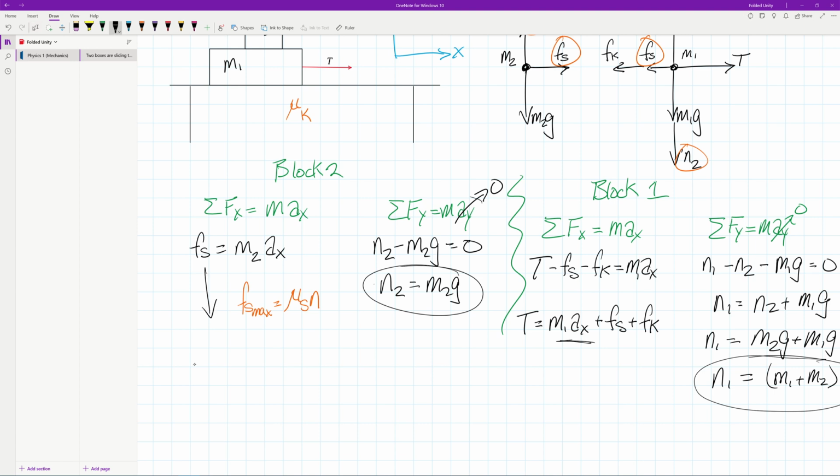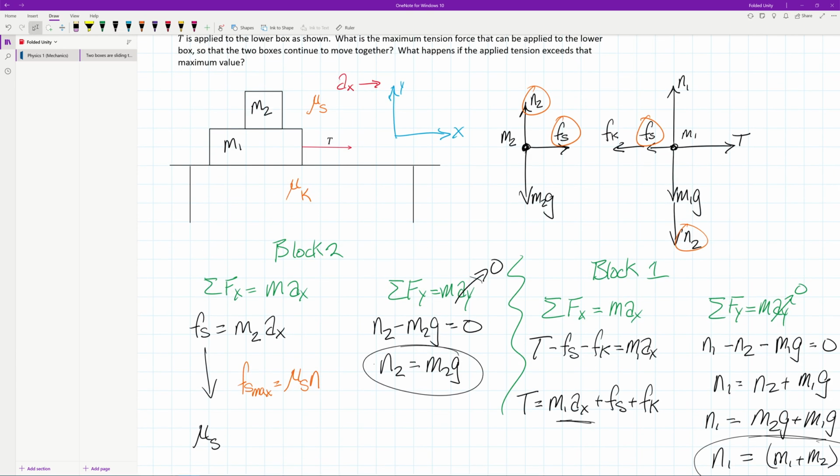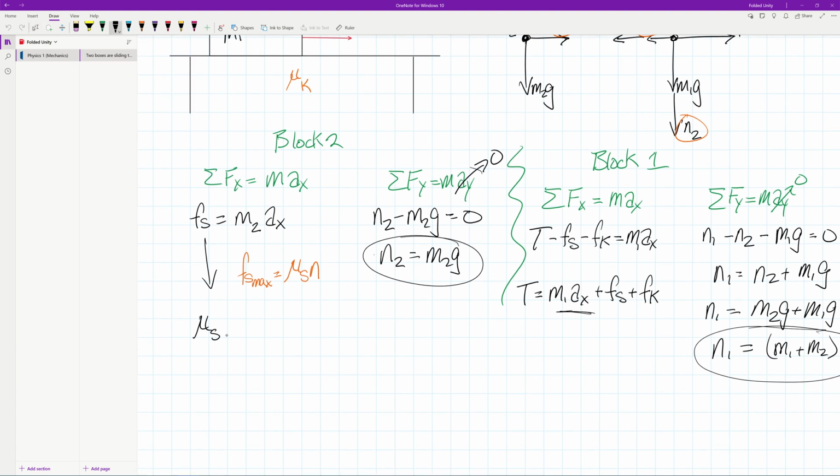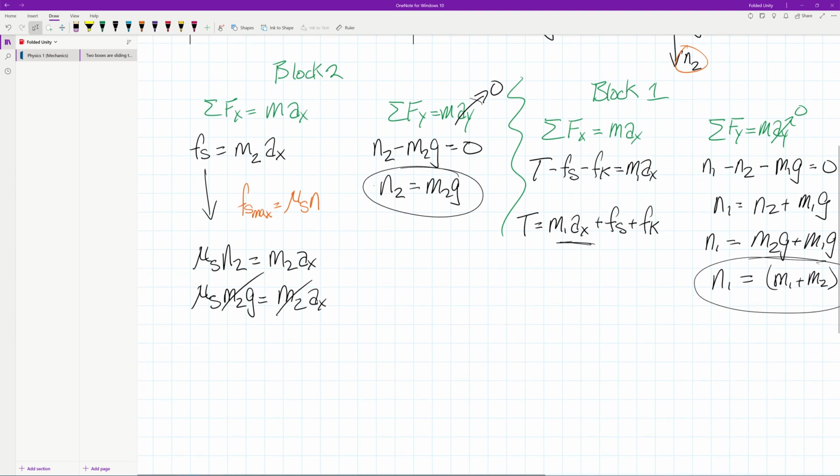So that would be static friction force is going to equal mu s times N2. N2 is the normal force between those two blocks. And that's going to equal M2AX. And N2, again, we already found it. It's right here. It happens to equal M2G. So we get mu s M2G equals M2AX. I can cross a factor of M off from both sides, or you could think of that as dividing both sides by M2. And we have that AX needs to equal mu s times gravity G.